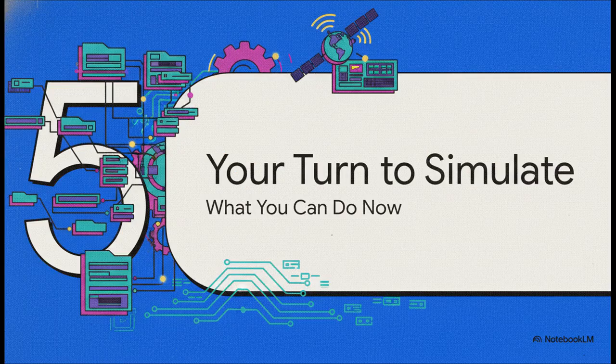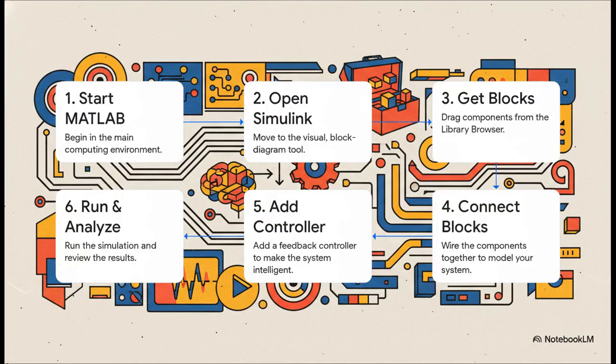So think about that. We've gone from a completely blank screen to a fully autonomous control system in just a few minutes. So what have we learned, and what can you actually do with this powerful new skill? Let's just quickly recap the journey. It's a pretty clear 6-step process, right? You start in MATLAB, you open up Simulink, and then you just start building. You grab your blocks, connect them to model your system, add a controller to give it a brain, and then you hit run to see it all come to life.